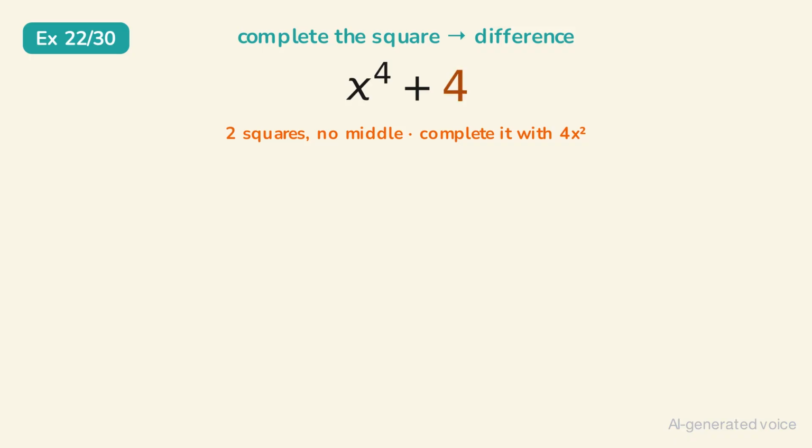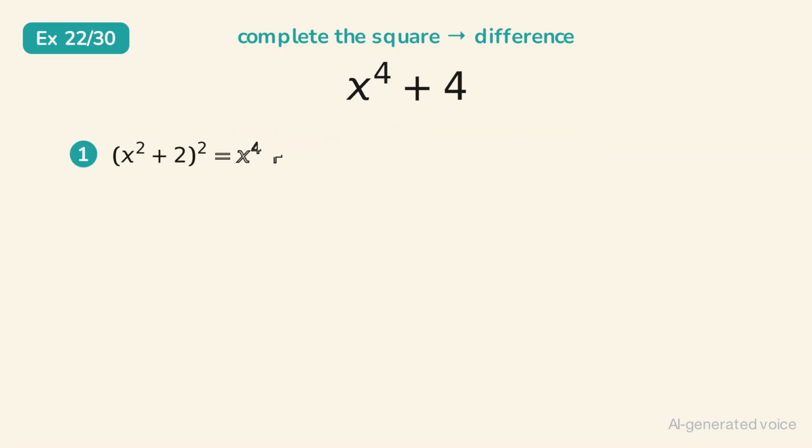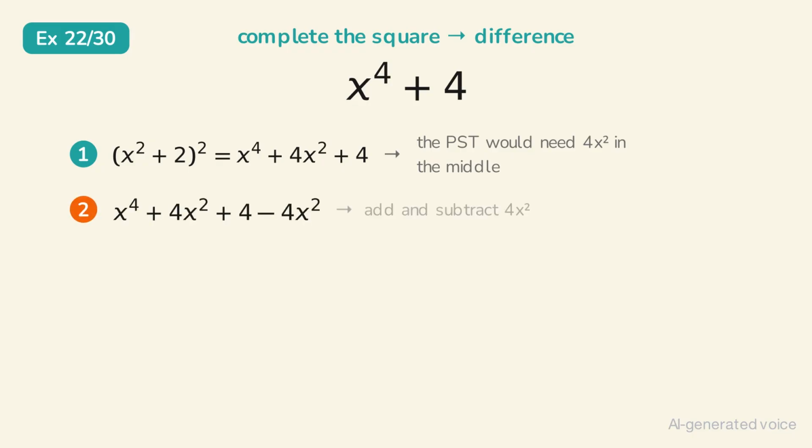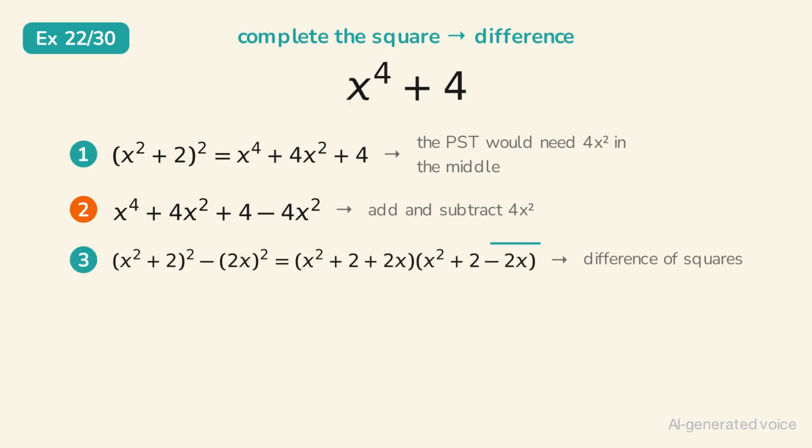Notice there are only 2 terms, and there isn't even a middle term. But both are squares, x⁴ and 4, which is 2². The square we want is (x² + 2)², which gives x⁴ + 4x² + 4. We're missing the 4x² in the middle, so we add it, and to change nothing, we also subtract it. The first 3 build the square, (x² + 2)², and what we subtracted, 4x², is (2x)². That's a difference of squares.